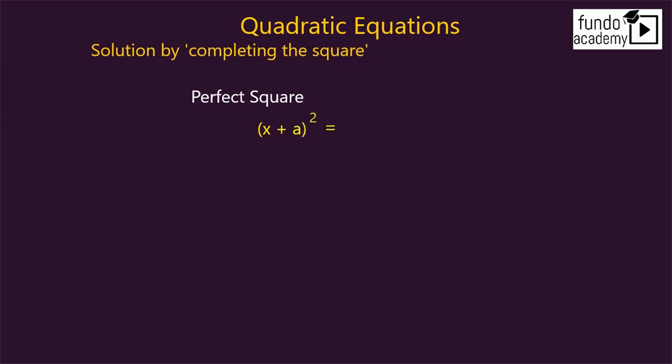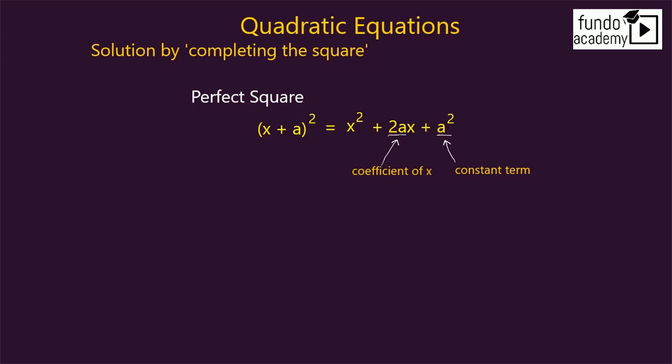x plus a squared, which when expanded will give x squared plus 2ax plus a squared. So what we have right here is a perfect square for quadratic expressions. Now if you look at our expanded form for our perfect square, you can see that 2a is the coefficient of x and a squared is the constant term.